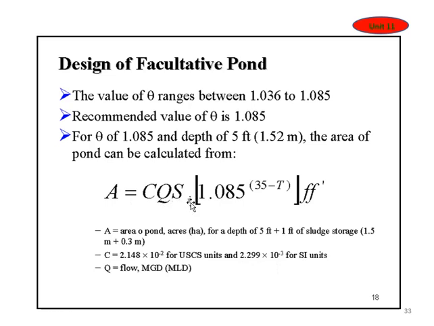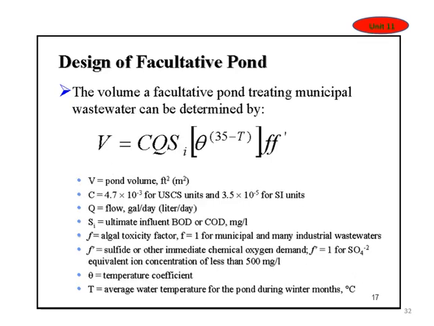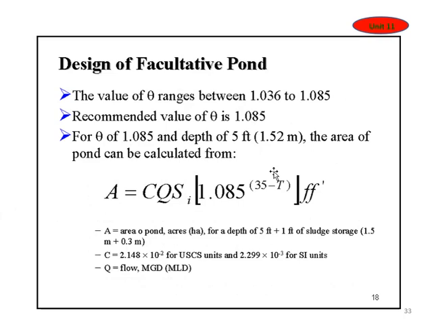S is the BOD value. This will be given to us, right? And F dash and F are 1, right? And at any temperature I can put this temperature, and I will get the area in square meters for the stabilization pond. So these two formulas to calculate the volume or calculate the area can be utilized to design the facultative pond or the stabilization pond, right? So this is all about this unit.